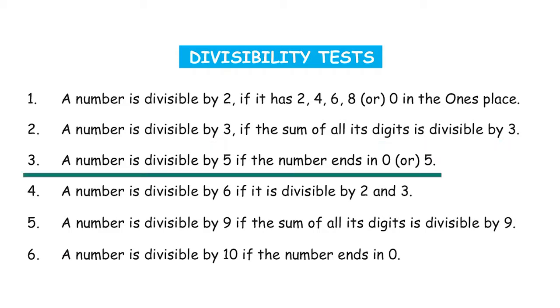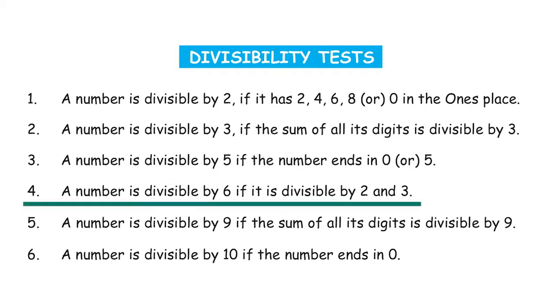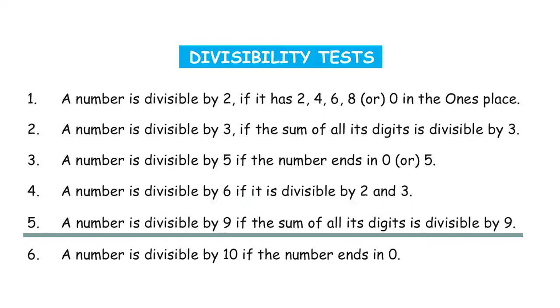For 5, you have to just look at the last digit. If the number ends in 0 or 5, the number is divisible by 5. For 6, if the number is divisible by 2 and 3, then we can say that the number is divisible by 6. The test for 9 is if the sum of all its digits is divisible by 9. Then you can say that the number is divisible by 9.